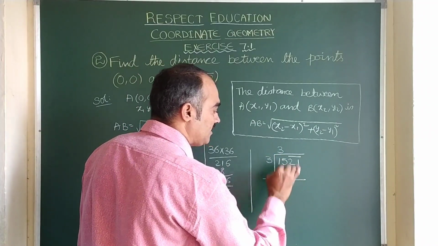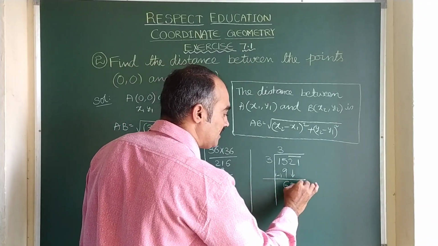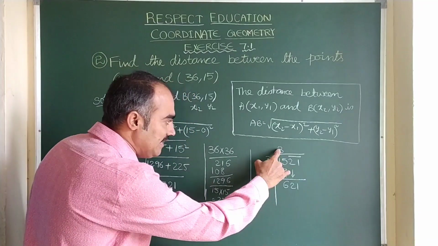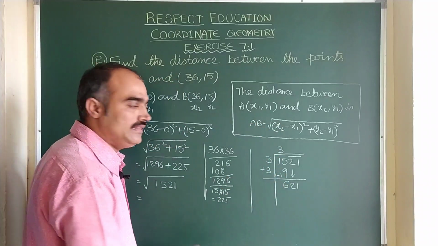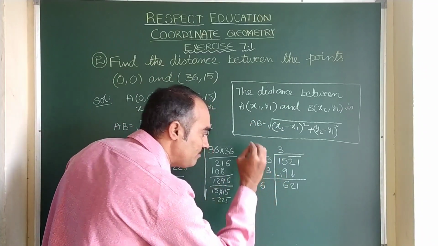On subtracting, 15 minus 9 is 6. So let us drop this 21 as it is. This is 621. Now add this 3 to this 3. So let us add 3 and 3. 3 plus 3 becomes 6. Let us maintain small gap. Here we will add 6.